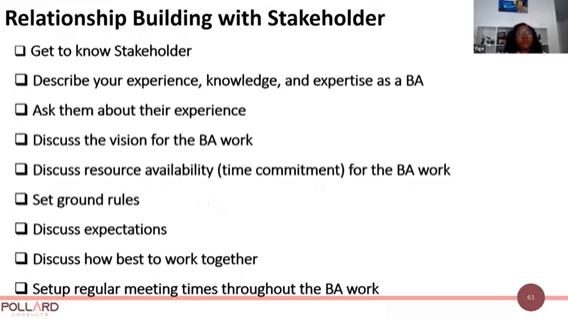Then you also agree ground rules, for example, what is their preferred way of communication. It could be just email. And if you want to say something very important, there are some stakeholders that are never available, so you might just have to send them a survey. So you can set those ground rules, discuss expectations and how best to work together.